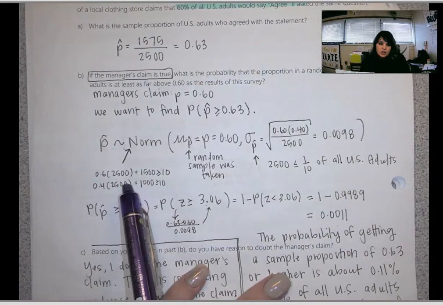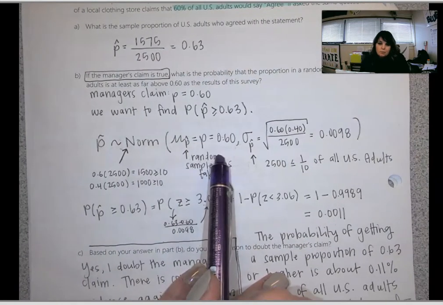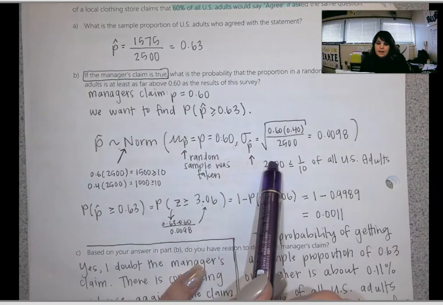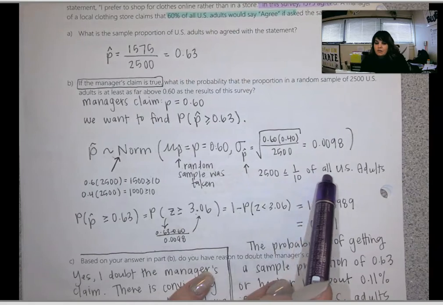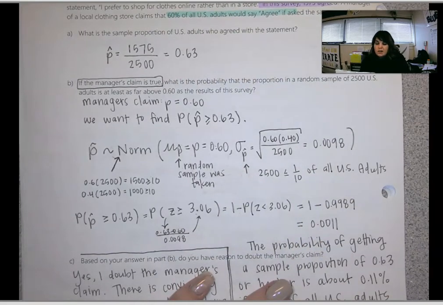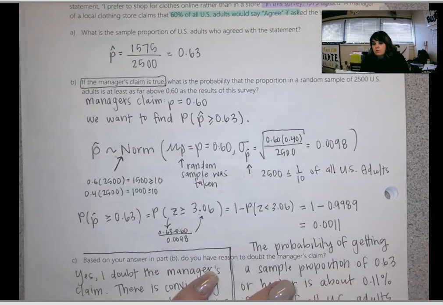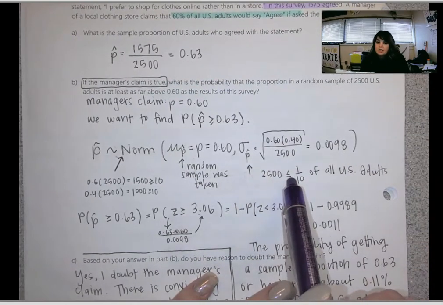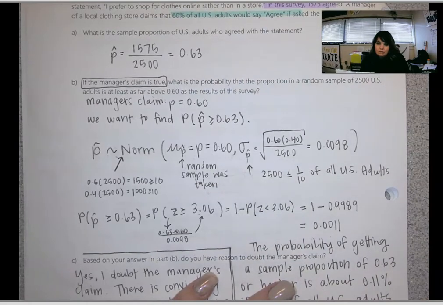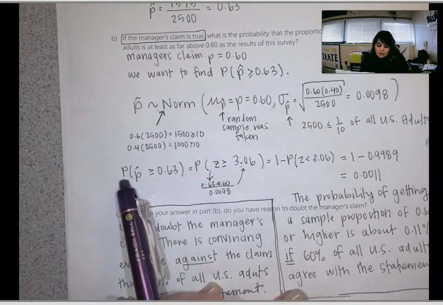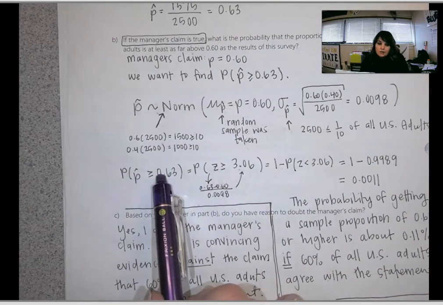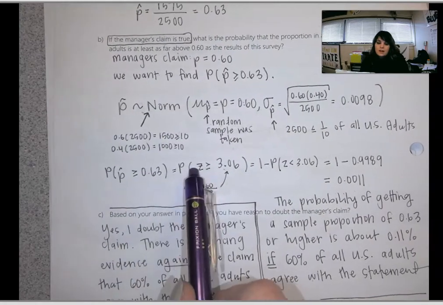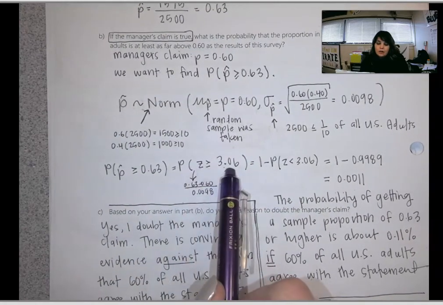I check my large counts here. My sample was random, and I personally think that 2,500 is less than 1/10 of all U.S. adults. There are millions of U.S. adults. Millions. So 2,500 is definitely less than 1/10 of a million. They are asking us to calculate the probability that we would get a sample as high or higher than ours. Well, that's the same as getting a z-value of 3.06 or higher.